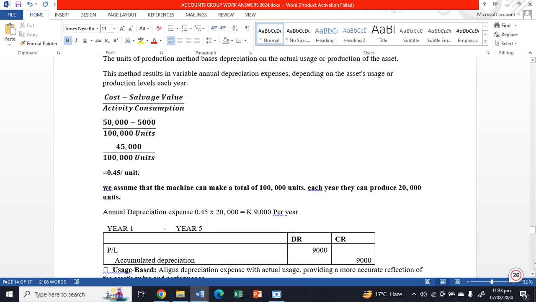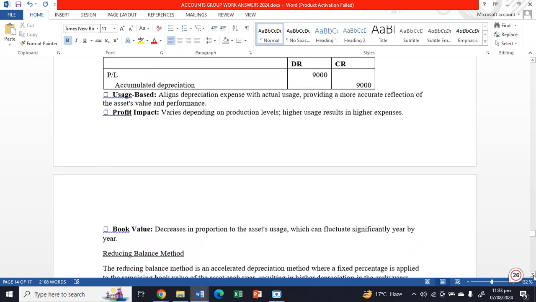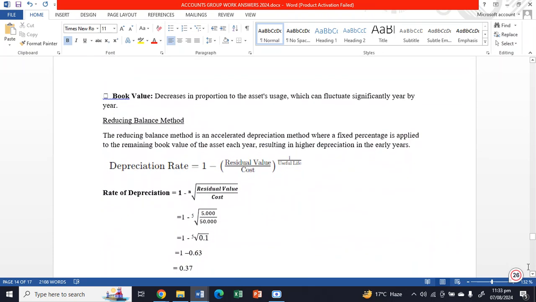Okay, we go to the third and final, the reducing balance method, where your depreciation expense in the early years is going to be high, but as the years go by, the depreciation expense will be reducing. All right. So with the reducing balance method, you need to have a rate so that you can calculate. In this question, we were not given the rate, so we need to tabulate the rate for ourselves.